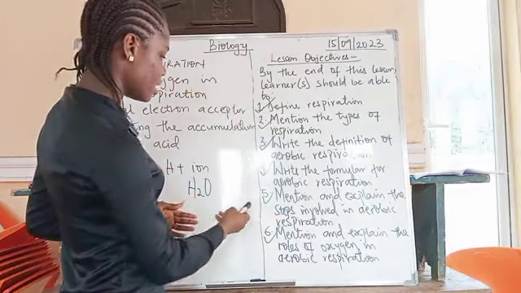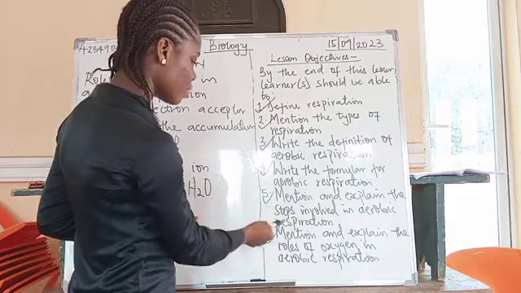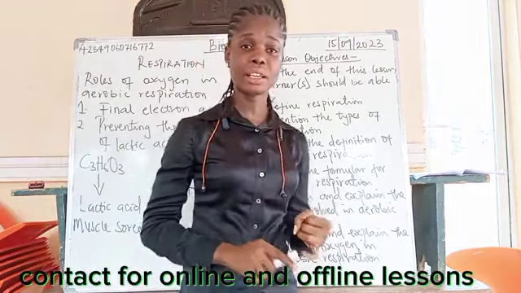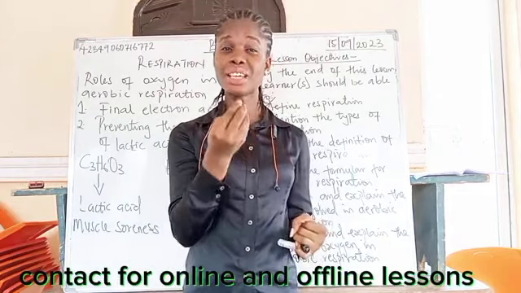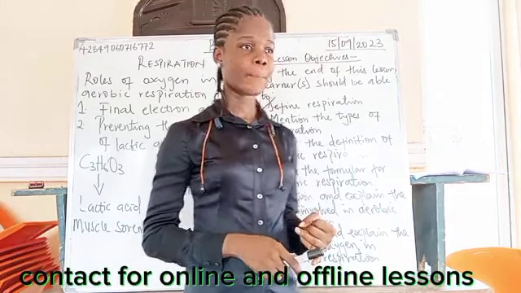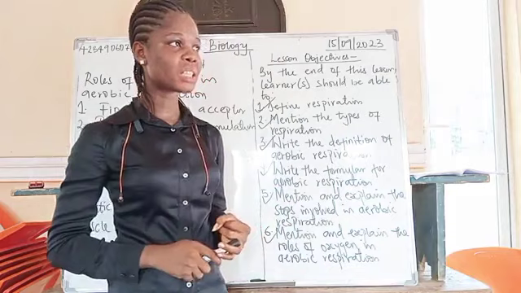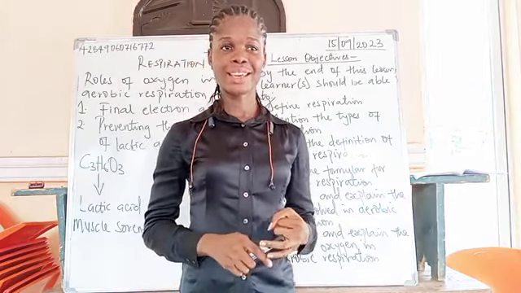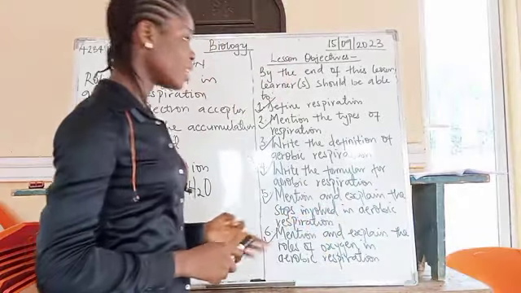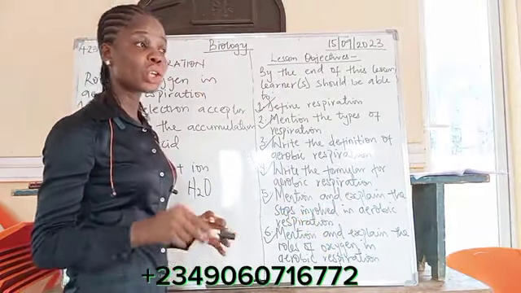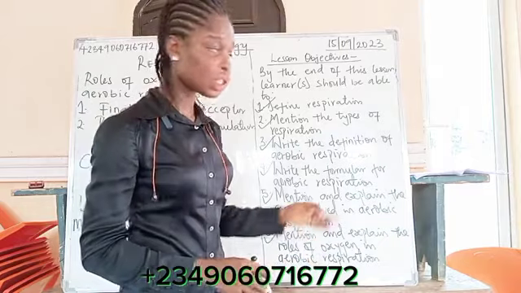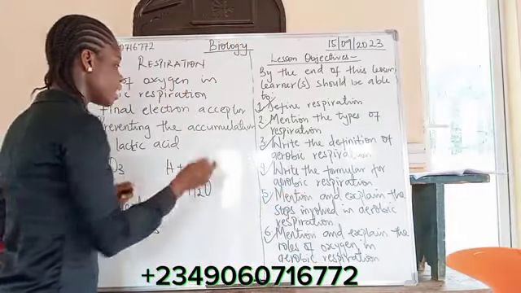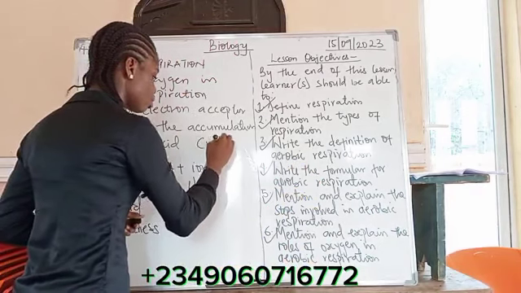We talked about the steps involved in aerobic respiration, where we talked about glycolysis, which takes place in the cytoplasm to release just a little amount of ATP. We have the Krebs cycle that takes place in the mitochondria to release a large amount of ATP. And then we have the electron transfer chain, which also takes place in the mitochondria, just like the Krebs cycle. But the electron transfer chain takes place in the crystal of the mitochondria.